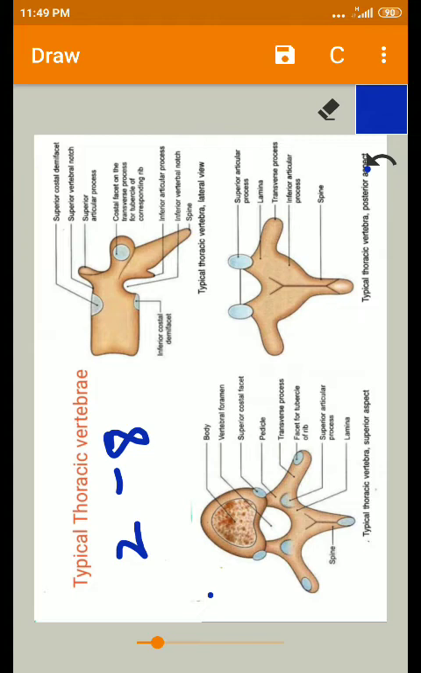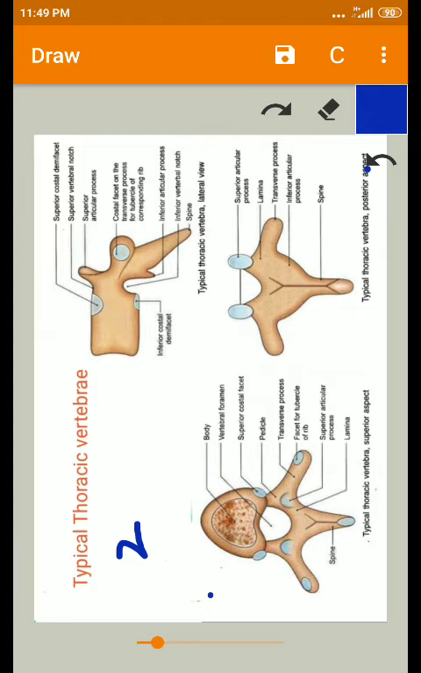Okay, now we will see the characteristics of the thoracic vertebrae. As you know, the parts of a normal typical vertebra consist of the body as well as the vertebral arch. So first we are going to deal with the body. The body of the thoracic vertebra is heart shaped.